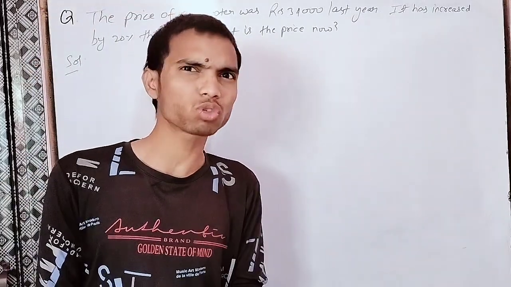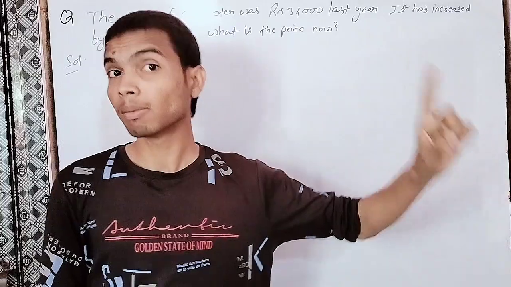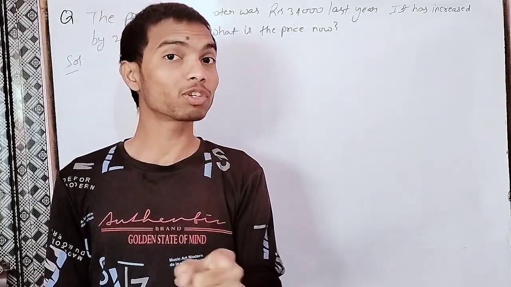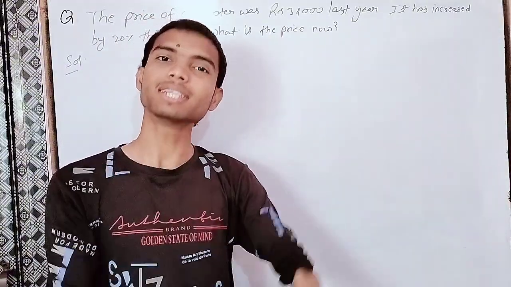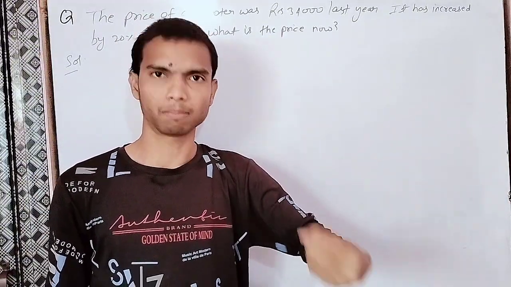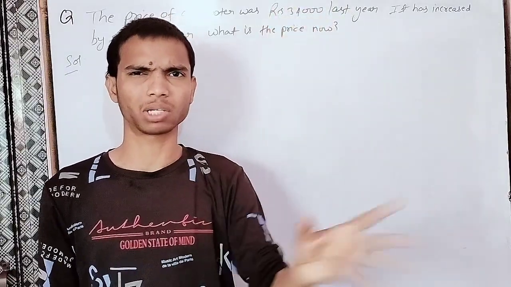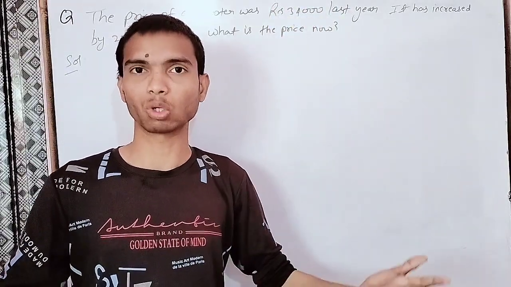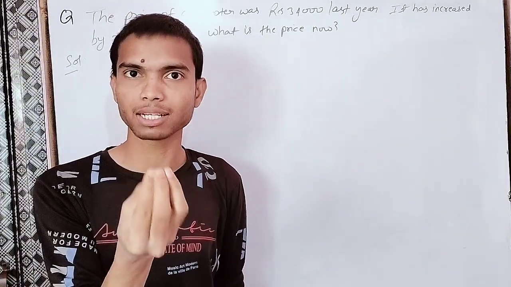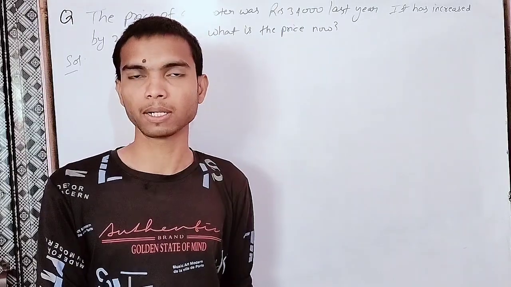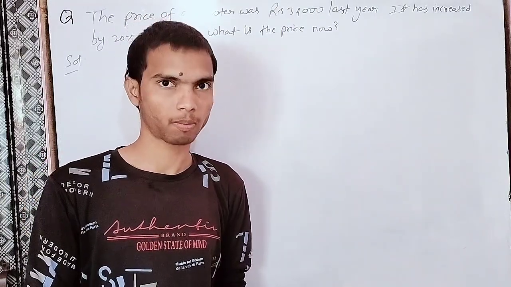A scooter. The price of a scooter last year was 34,000. Now this year, the price has increased by 20%. But how much in numbers, we don't know, only 20%. So to know the exact price of 20% which increased, we will convert 20% into a number.